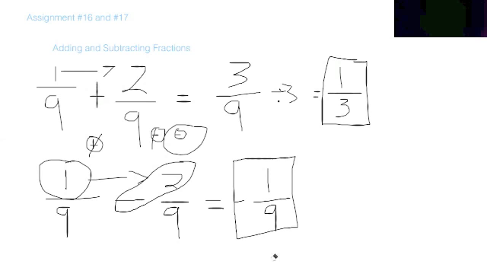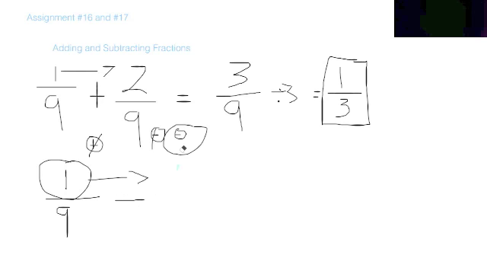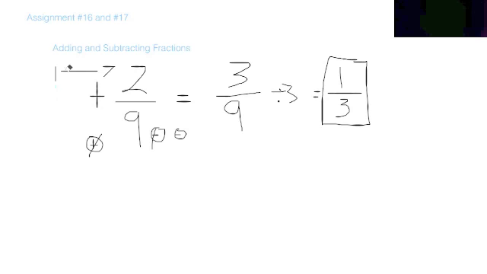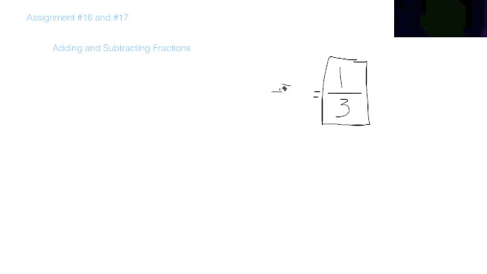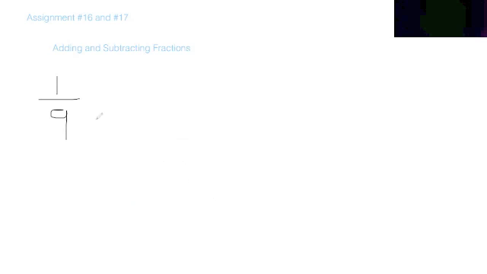This is a simple version of it because the bottom number is the same. Now, when the bottom numbers are not the same, that's when you have one extra step, because you have to make them the same. So let's do sort of the same question, but let's say it's 1 over 9 plus 2 over 3. So now this is a little bit different. Now what you have is different bottom numbers, so you have to make them the same.